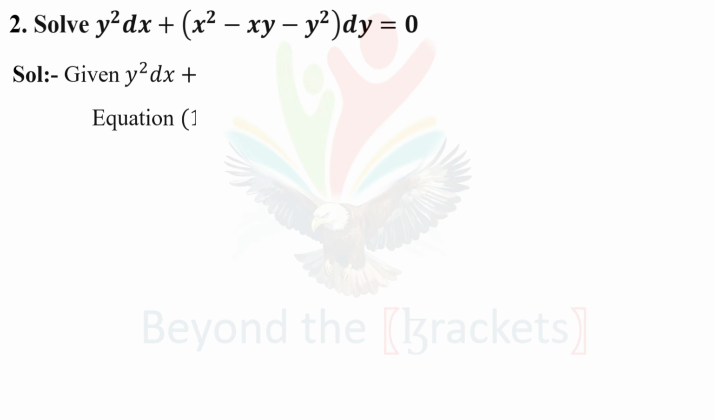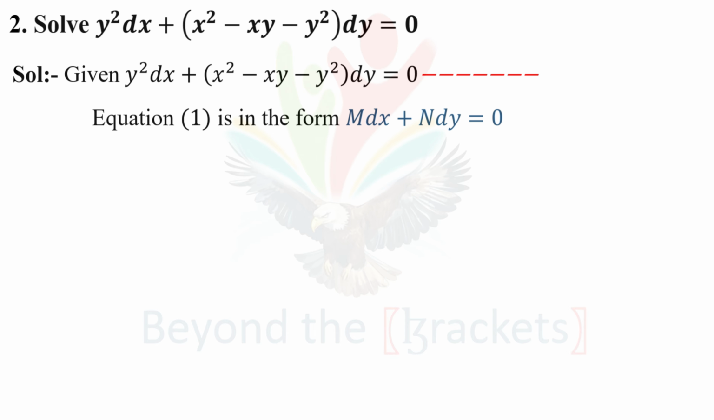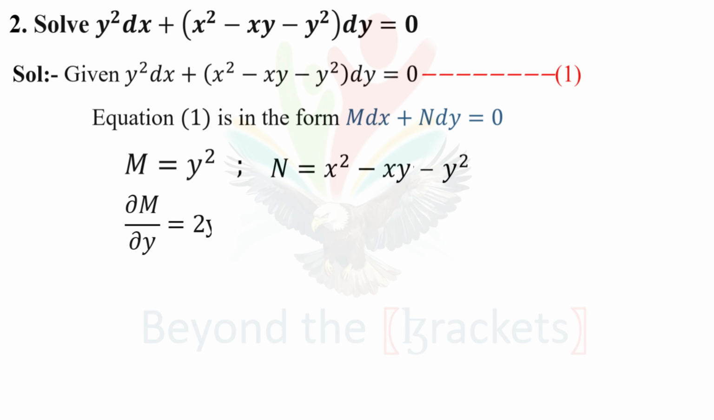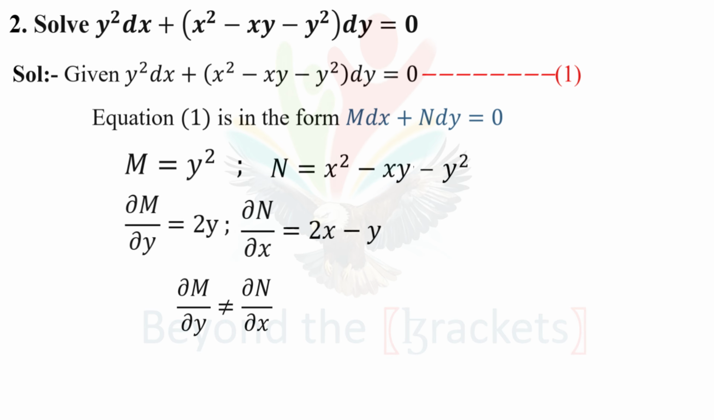Moving on to solve the next question. Again, the question is of the form M dx plus N dy is equal to 0, where coefficient of dx is M, that is y square. Coefficient of dy is N, that is x square minus xy plus y square. Differentiating M partially with respect to y, we get 2y. Differentiating N partially with respect to x, we get 2x minus y. Again, both are unequal, so equation 1 is non-exact.